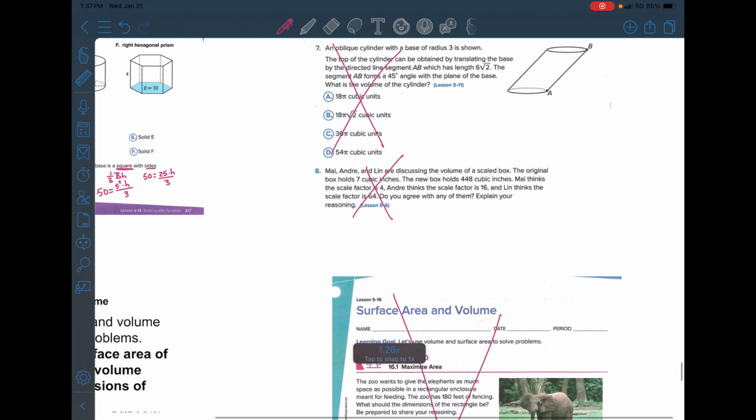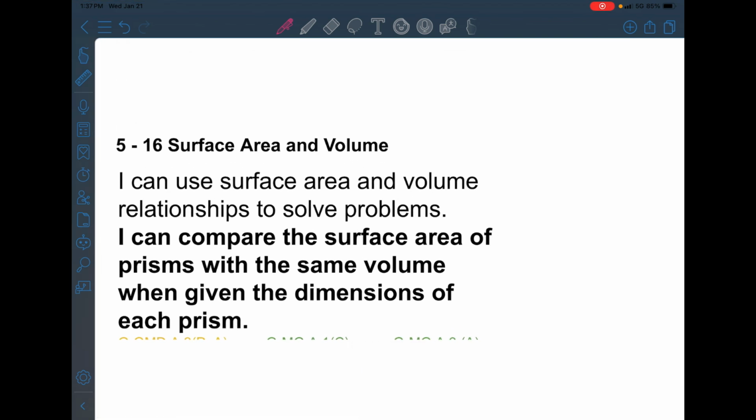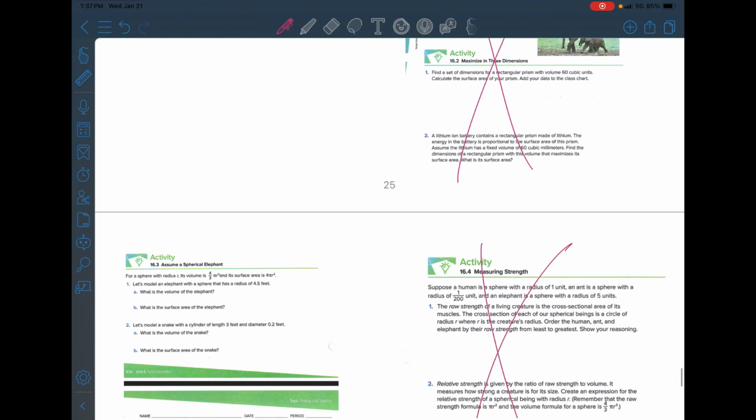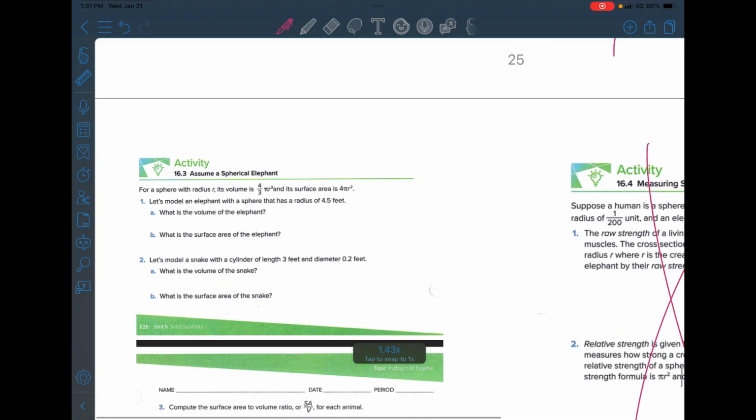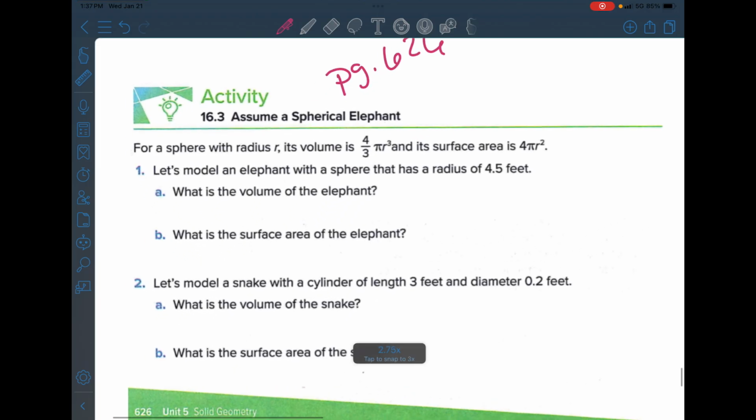Now we're going to move to 516, and they talk about surface area and volume, but there's one thing in 516 that we haven't learned yet, and I want us to look at it. So skip all the way over to page 626, and we're going to look at it. Now, it kind of says something a little unusual, talking about put an elephant in a sphere. Let's just talk about a sphere, okay? Remember, a sphere looks like this, looks like a ball, okay?